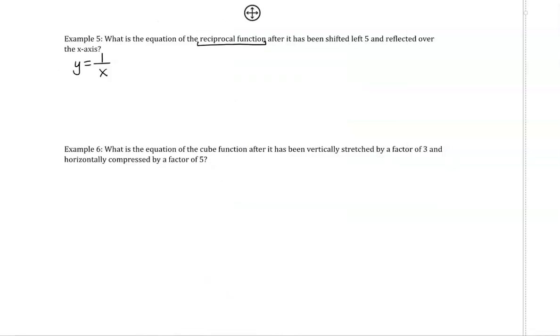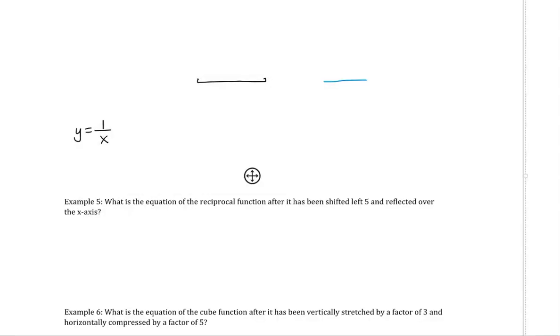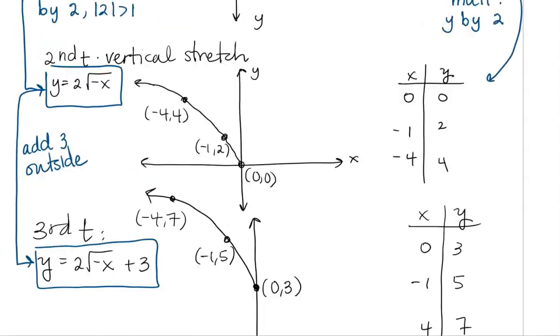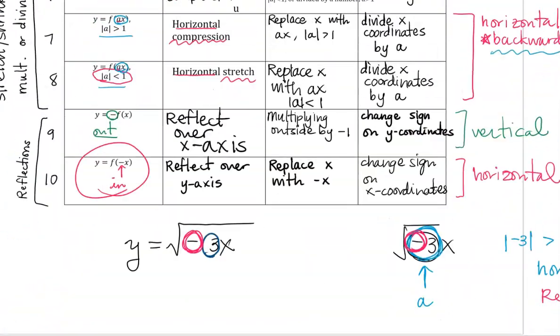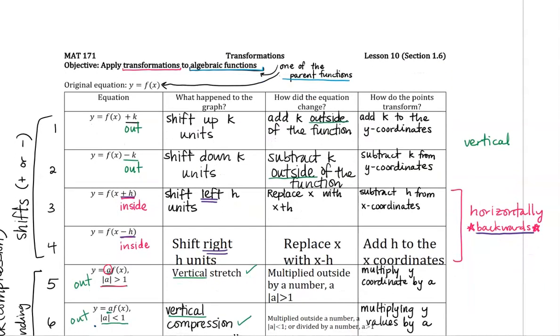So we want to take that and shift it left 5 and then reflect over the x-axis. To shift left 5, if I go up and look at my table, we'll see that we have to replace x with x plus 5. So shifting left 5, we need to change the equation by replacing x with x plus 5.